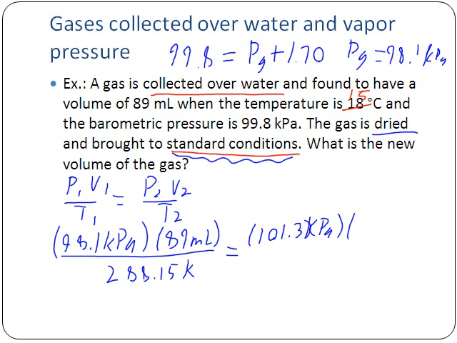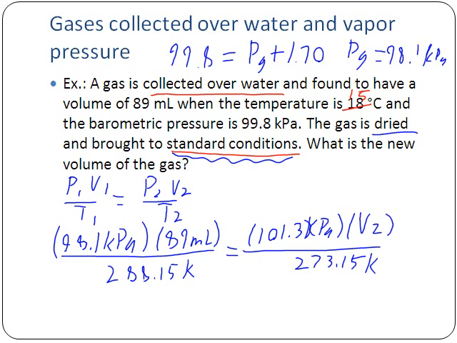Times the volume afterwards, which we don't know. That's what we're looking for. That's V2. It will have to be in milliliters because our other one's in milliliters, but we don't know what it is right now. Then the temperature, standard conditions, is 273.15 Kelvin. And so our units match up. We've got kPa on both sides. We have Kelvin on both sides, and the volume will come out in milliliters.